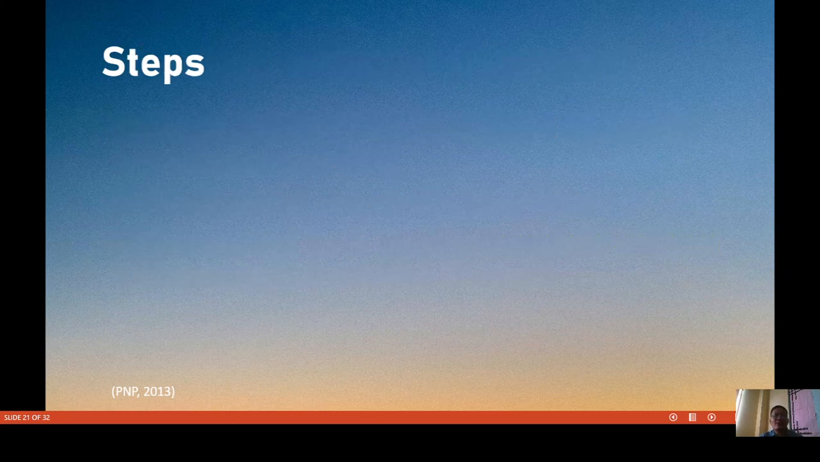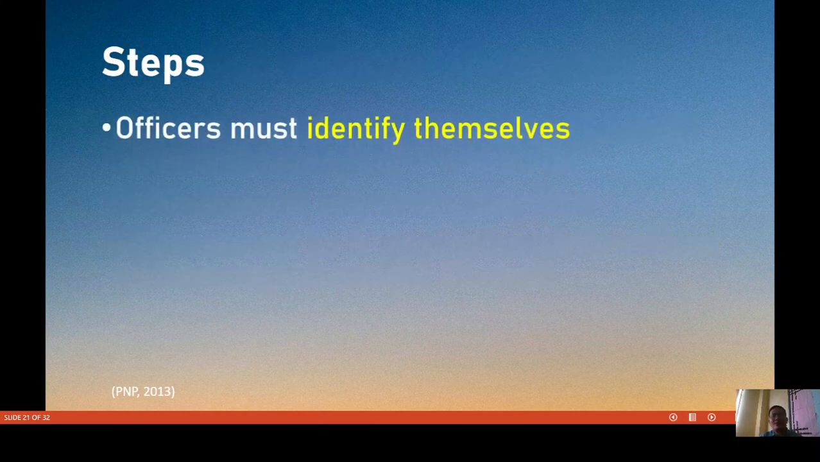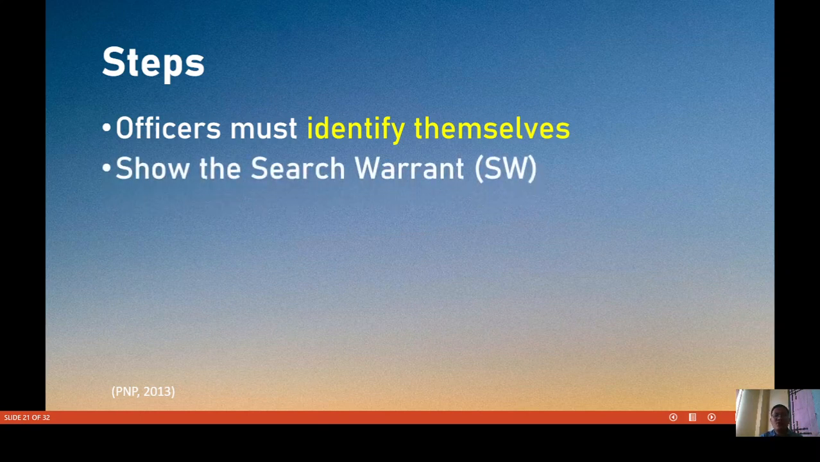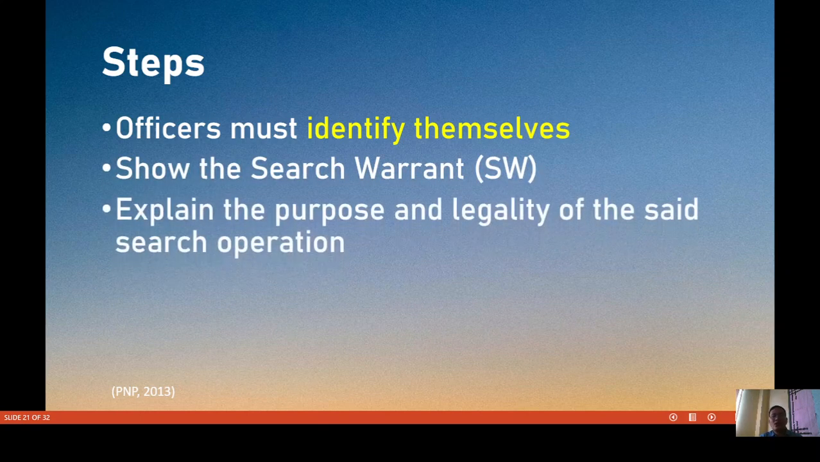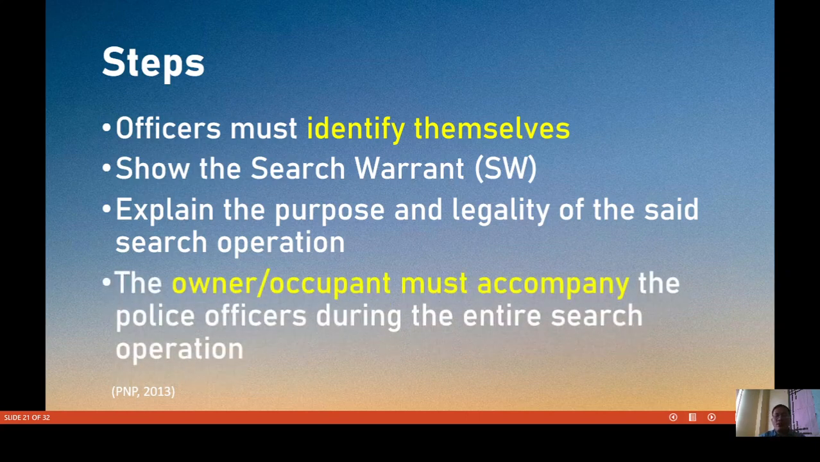So, the steps. The officers must first identify themselves: "Ma'am, sir, I am a police officer," or it depends on the dialect. "We are police officers from this unit." Then show the search warrant to the occupant of the house, to the owner of the property to be searched and seized, or any occupant in the house. Explain the purpose and legality of the search operation.